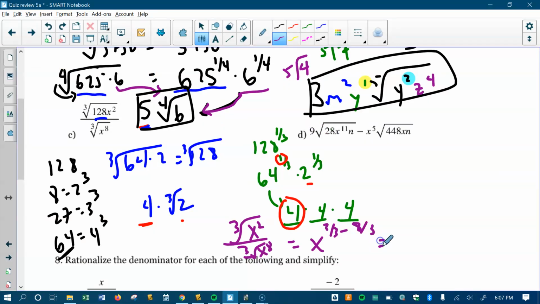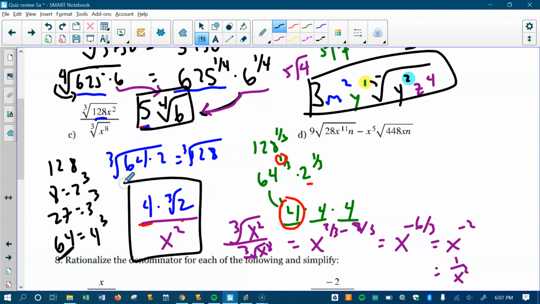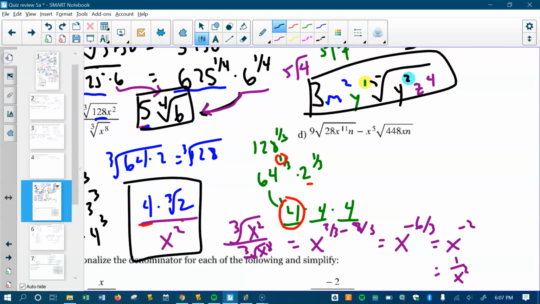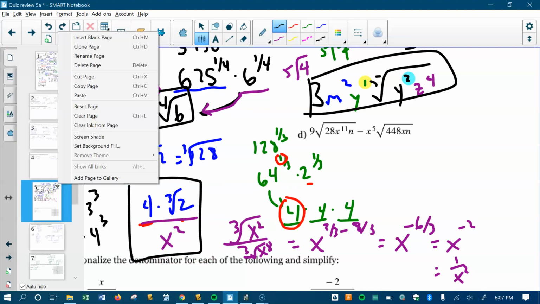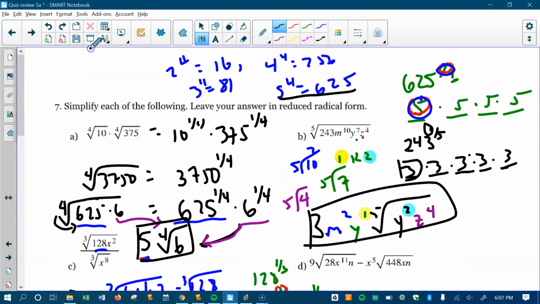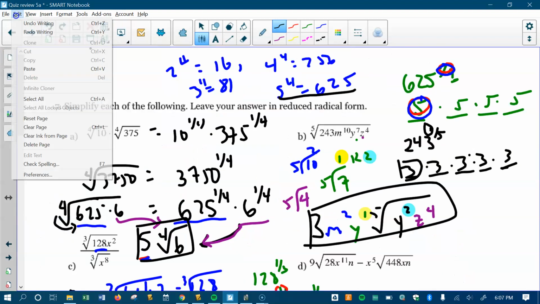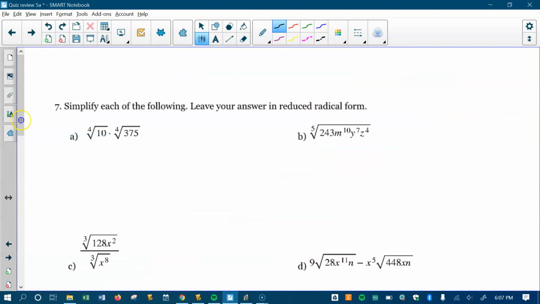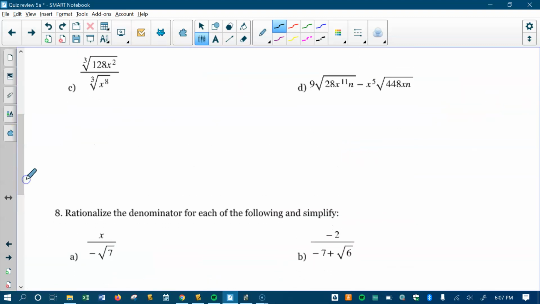I can subtract the exponents, so I get x to the negative 6 over 3, which is x to the negative 2, which is actually 1 over x squared. Well, that was pretty straightforward then. So all of this is divided by x squared. There you go. Let's do D, but I'm going to duplicate this and clear it so that it's a little bit easier to read.